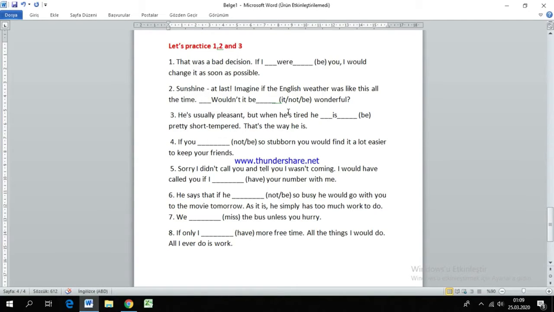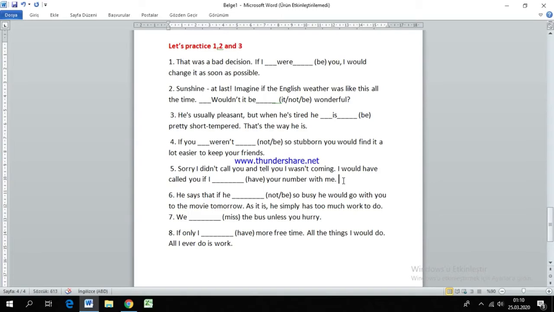And the fourth one. If you're so stubborn, you would find it a lot easier to keep your friends. I gave you a tip before, and I'm going to do it again now. We've got would and the original verb over here. When and in which conditional do we use would with the original verb? Yes, the second one. So with the second conditional, what do we use with the if clause? Past tense, correct. If you weren't so stubborn, you would find it a lot easier to keep your friends. This is again a hypothetical situation.